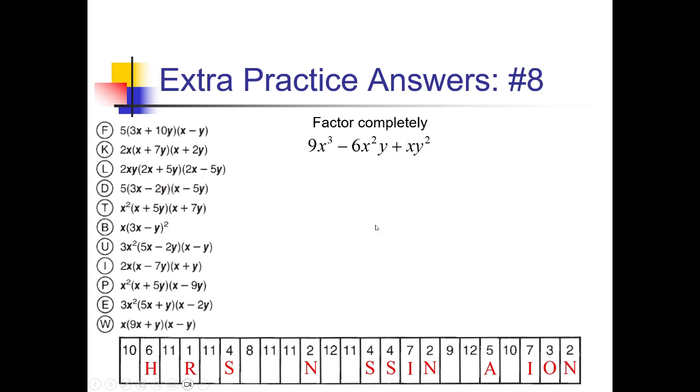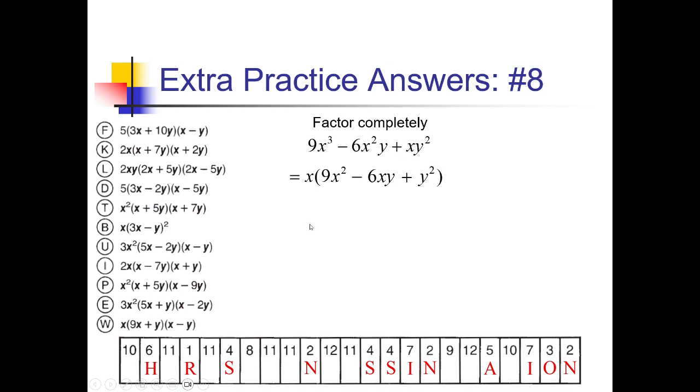For this problem, let me see if I can take out any common factors. So taking a look, I see that these each have an x in them, so I can take at least an x out, and I think that's it. They don't all have y's, and 9, 6, and 1 can't do anything with that. So if we take out that x, we end up with 9x squared minus 6xy, and then plus just y squared. The x's are gone.